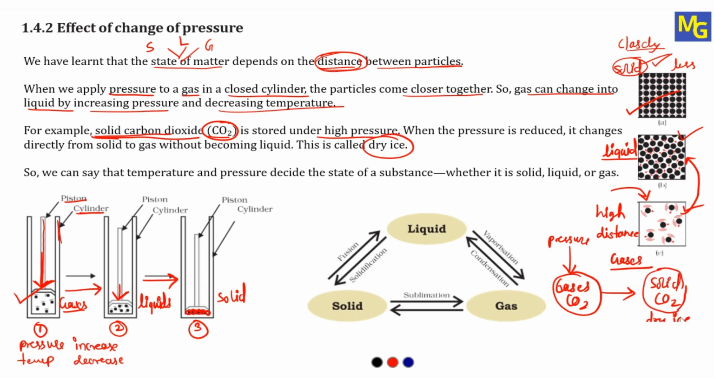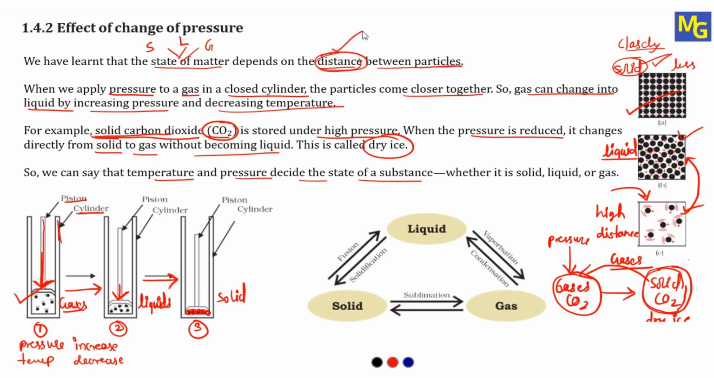Dry ice. In this case, if you reduce the pressure on the solid CO2, because of the reduction in pressure, it directly converts into gaseous CO2 instead of undergoing the liquid state. This you have to remember. Let me read the sentence. When pressure is reduced, it changes directly from solid to gas without becoming liquid, and that's why it is called dry ice. So we can say that temperature and pressure decide the state of the substance.